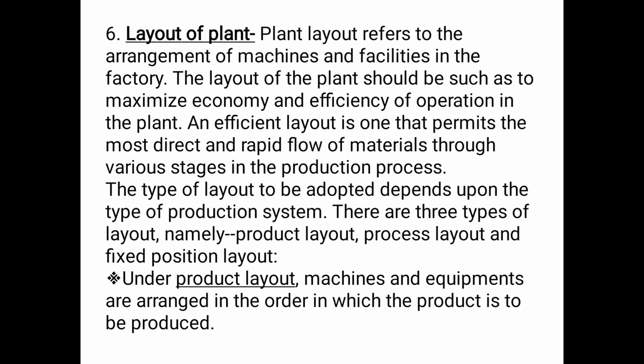Under product layout, machines and equipments are arranged in the order in which the product is to be produced. So under product layout, machines and equipments are arranged in such an order in which the product needs to be produced. For example, let us take the example of a cloth. When we talk about a shirt, let's say, it has to undergo a number of processes. For example, first the cotton needs to be woven. So the first machinery will be for weaving.